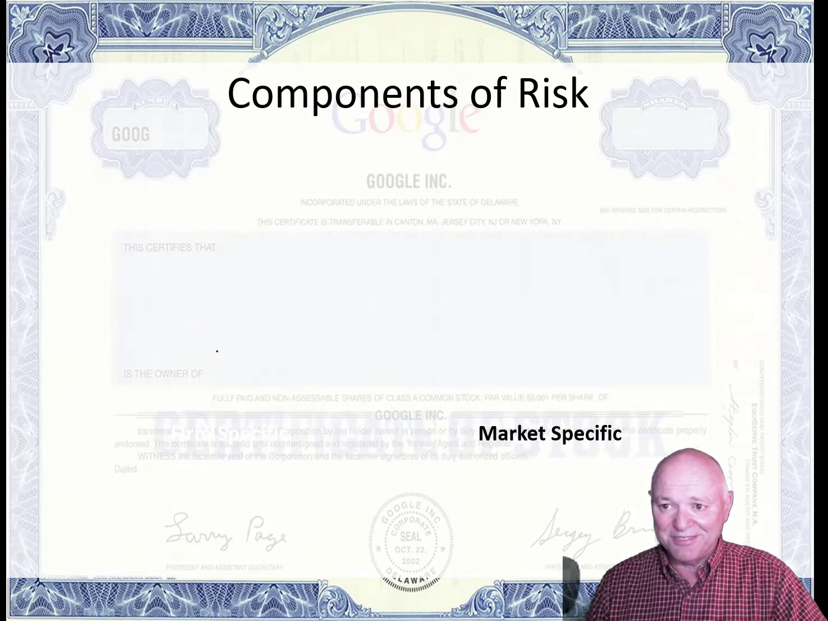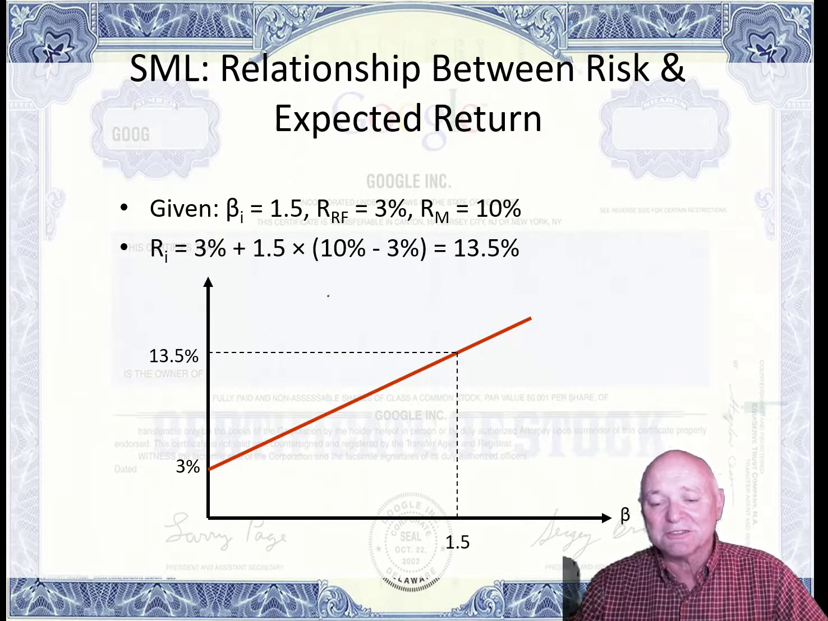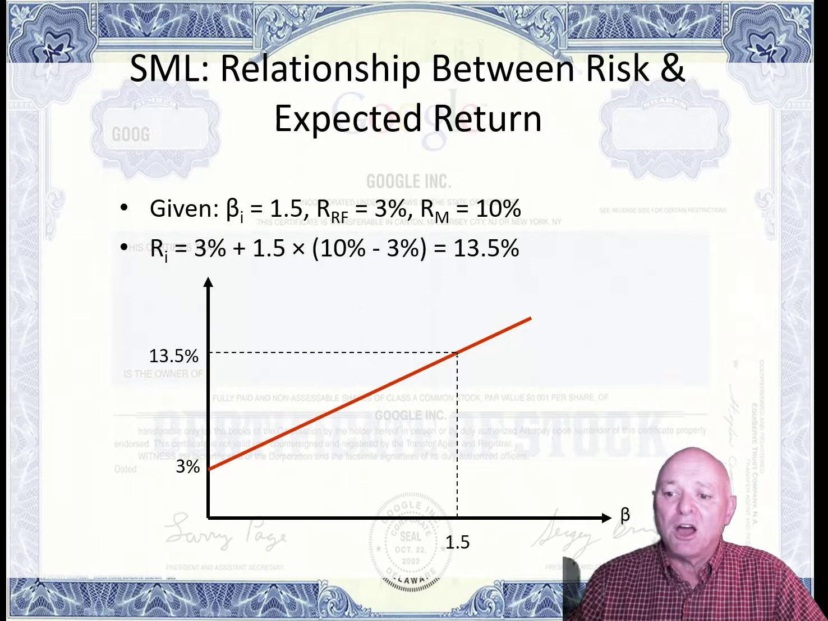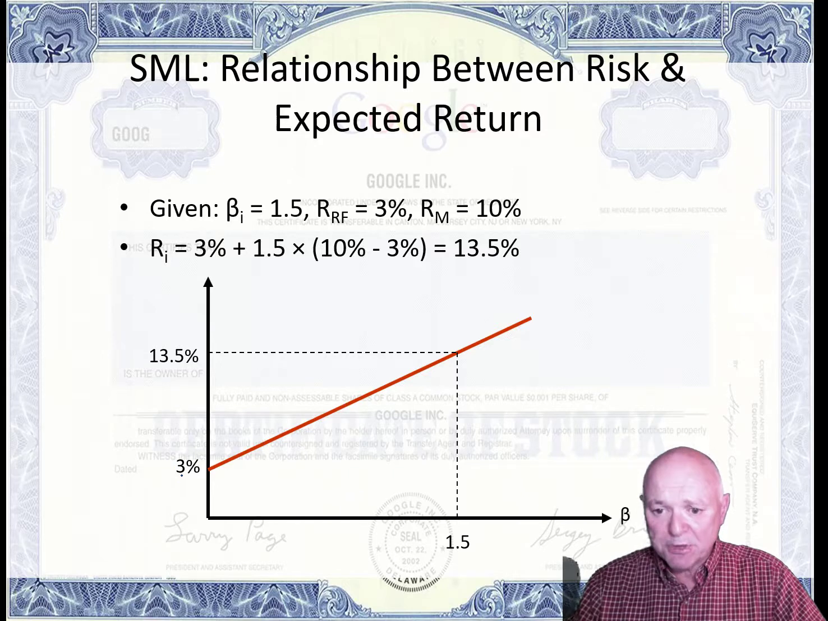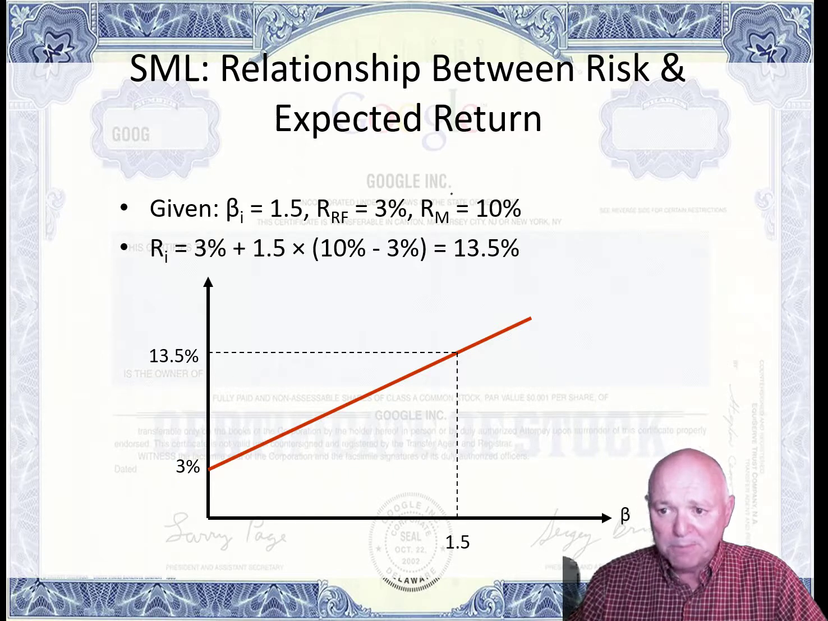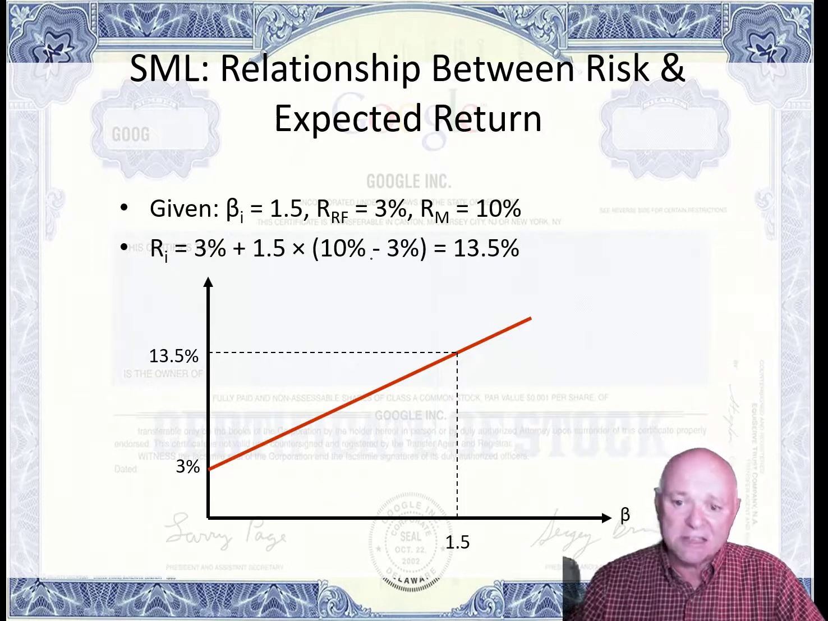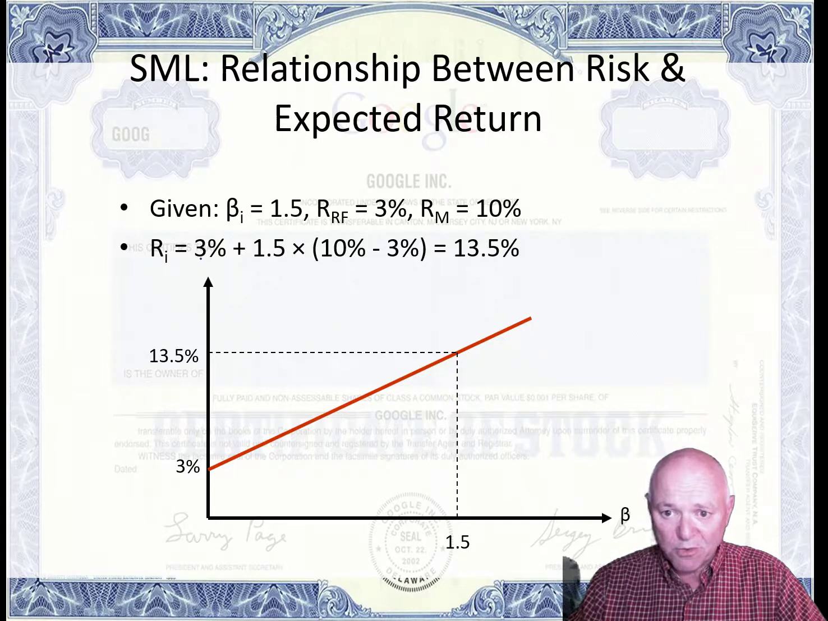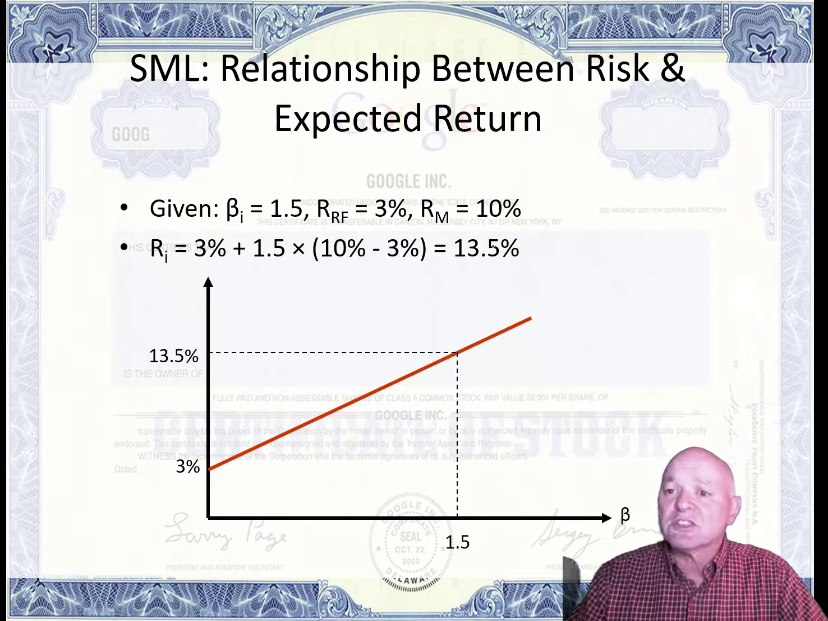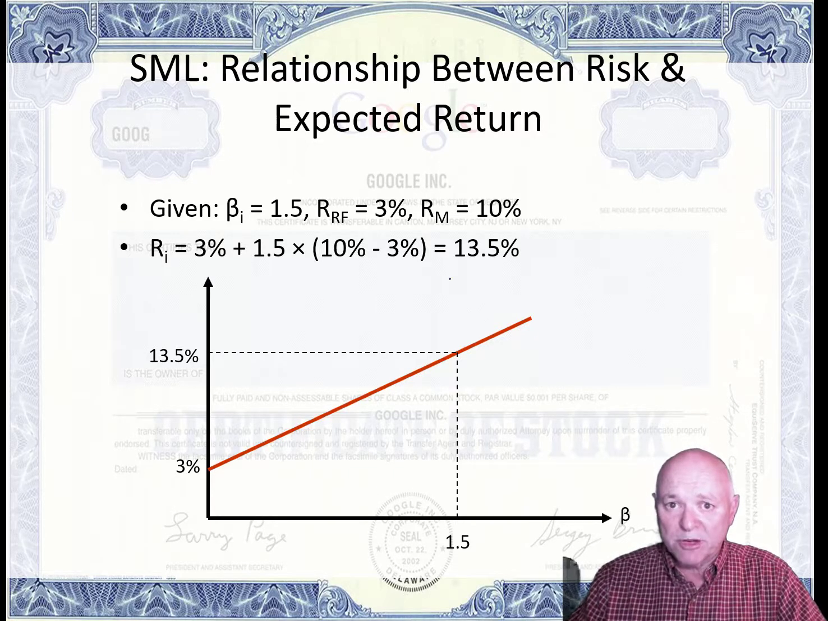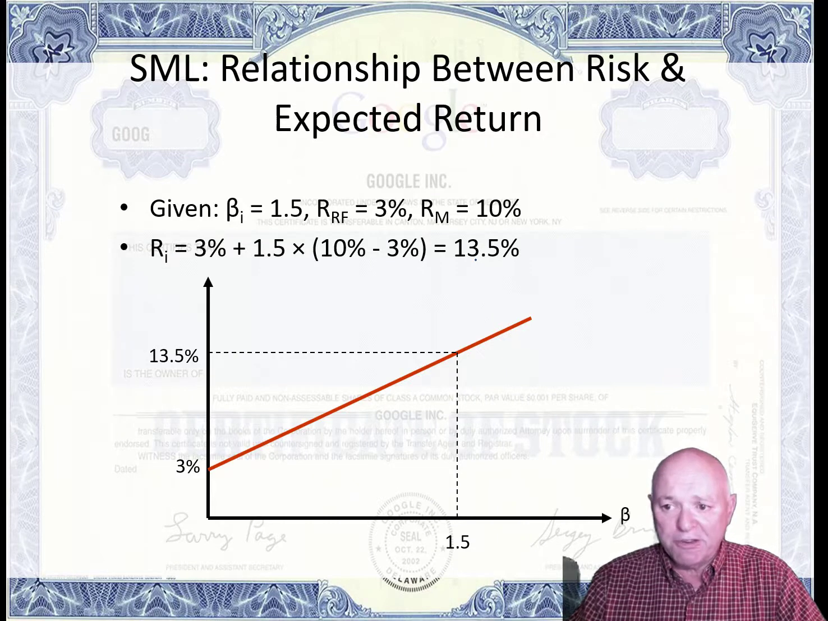If we have a riskier stock, we have a beta of 1.5. We plug that information in, and let's say we have a risk-free rate of 3%. We have a market rate of return of 10%. Our market premium is going to be 10% minus the risk-free rate of 3%, or 7%. Our overall rate of return to our investment would be the risk-free rate, 3%, plus beta times 10 minus 3, that is 7, which would give us a total expected rate of return, or required rate of return, of 13.5%.